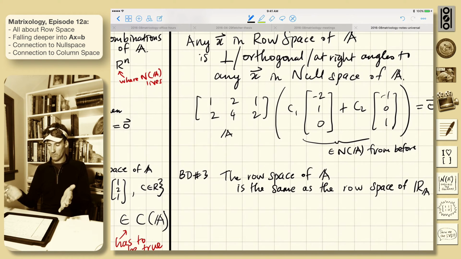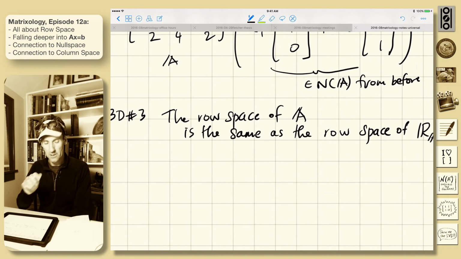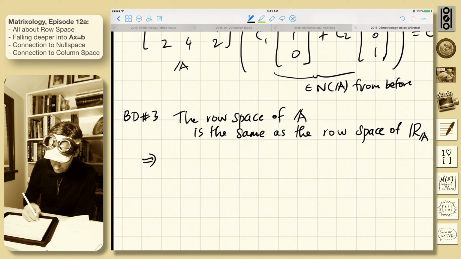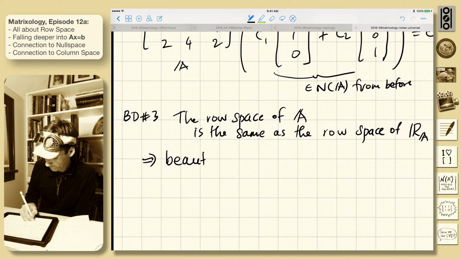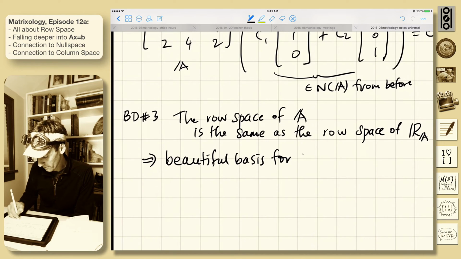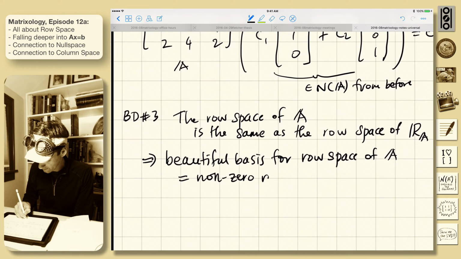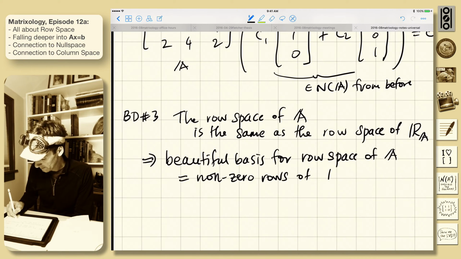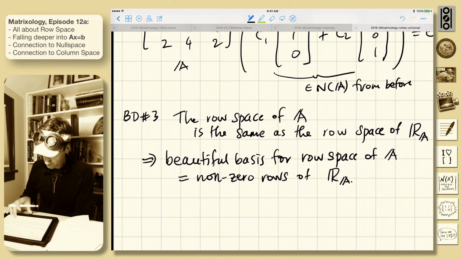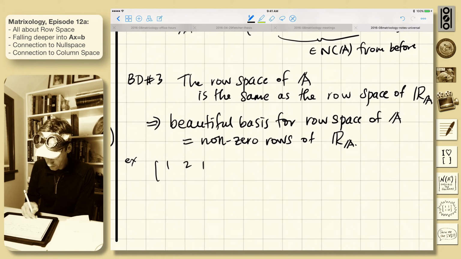It's just sitting there, and this means what you've got is a basis, a beautiful basis for the row space of A. It is equal to the non-zero rows of the reduced row echelon form of A. So in our example we had (1, 2, 1), (0, 0, 0).